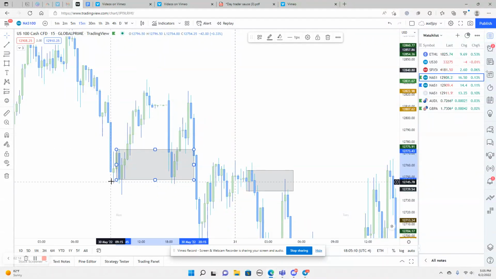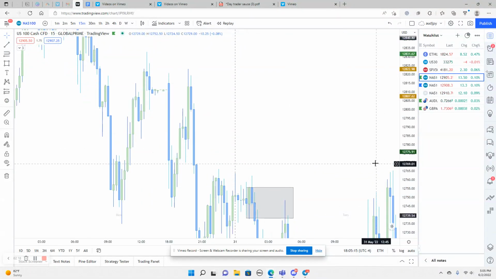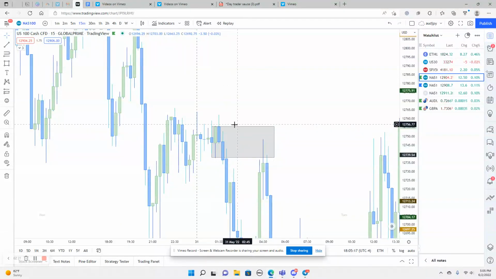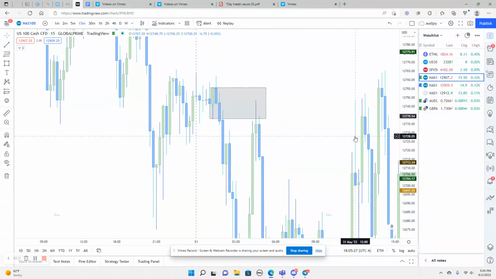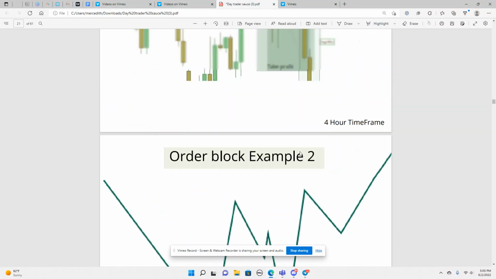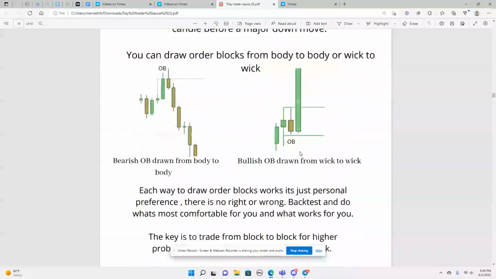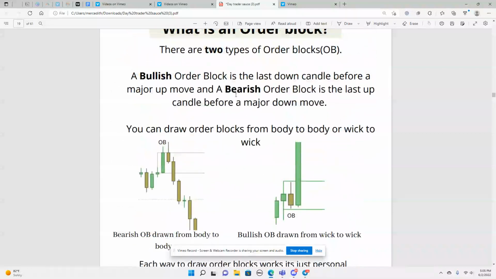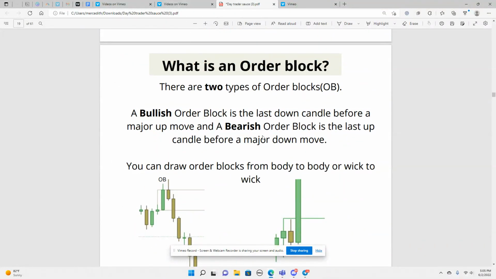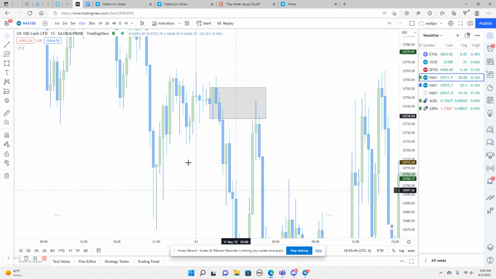So when it's long candles like this, I might just do body to body. But when it's candles like this, these shorter candles, I might do body to wick, and then top of the body to the bottom of the wick for the bearish ones, then bottom of the body to top of the wick for the bullish ones. All right. And then going here, just to clarify on that, a bullish order block obviously is the last down candle before a major up move. And then a bearish order block is the last up candle before a major down move.